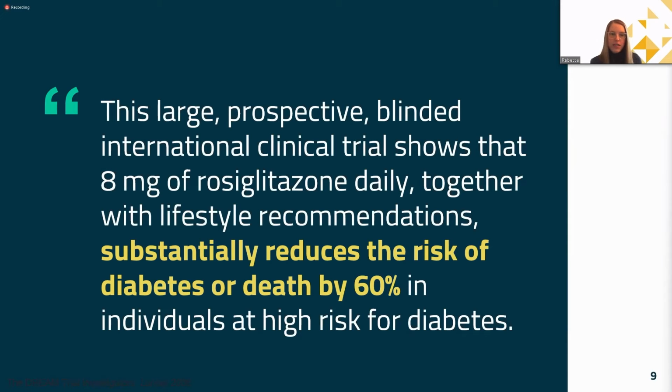And what they found was, in this large prospective blinded international clinical trial, our intervention, together with lifestyle recommendations, substantially reduces the risk of diabetes or death by 60%. Well, which is it? If I'm a patient or I'm a clinician, I want to know. There's a big difference between diabetes and death. But this kind of approach doesn't allow us to tell which is being affected by the intervention.